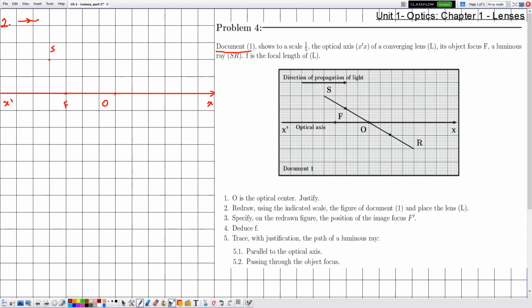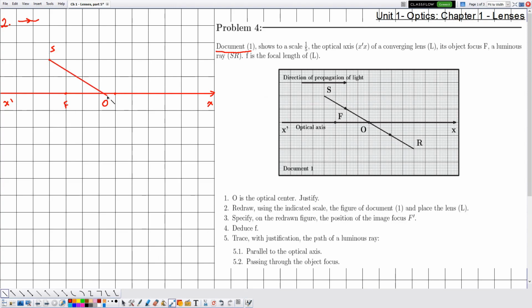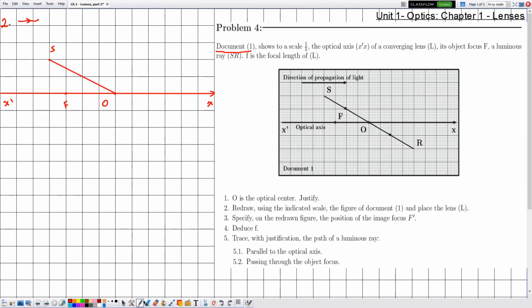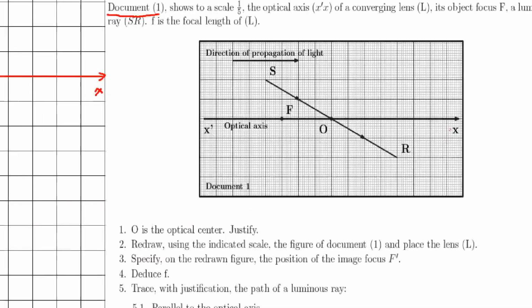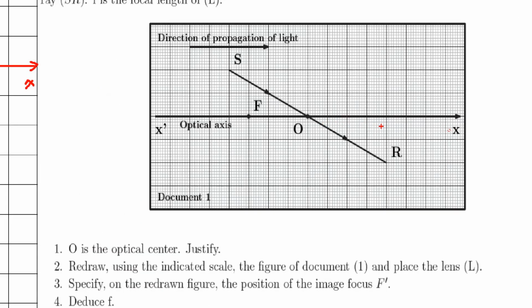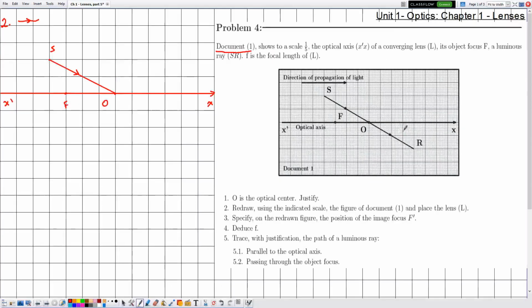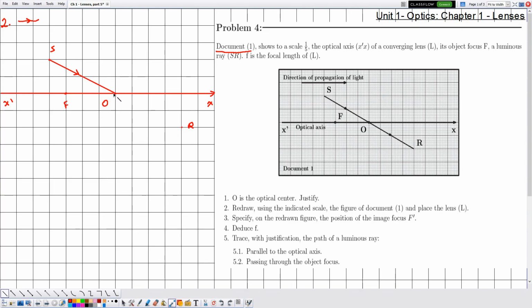So SO corresponds to an incident ray, and we don't forget arrows on light rays that indicate the direction of propagation of light. And the point R is located 1, 2, 3, 4 divisions behind the lens and 2 divisions downward. So 1, 2, 3, 4, 1, 2, this is the point R, and OR is the emergent ray corresponding to SO.